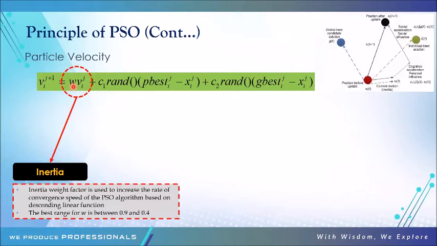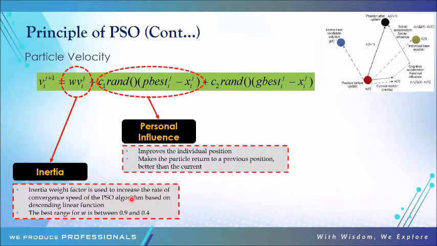Okay, basically, according to the literature and also my personal experience, the best range of this weight factor W is between 0.9 and 0.4, decreasing according to the iteration number. The main purpose of this weight is to increase the convergence speed of PSO.